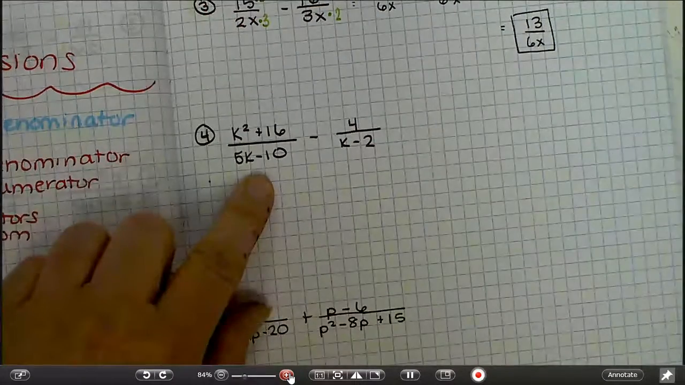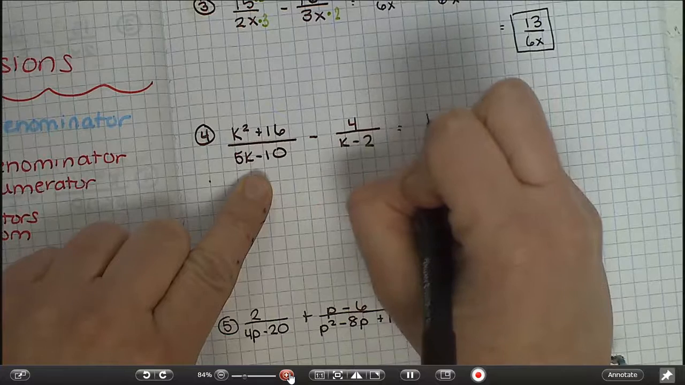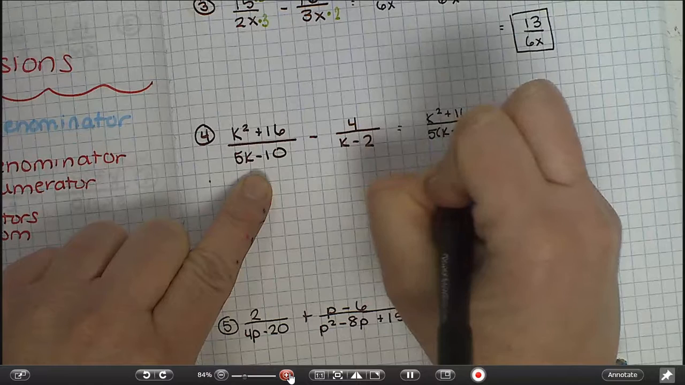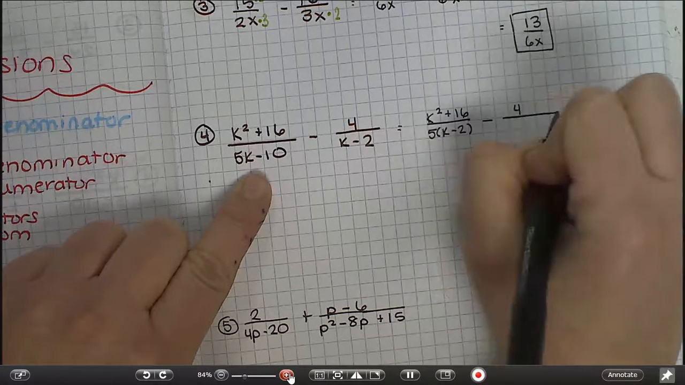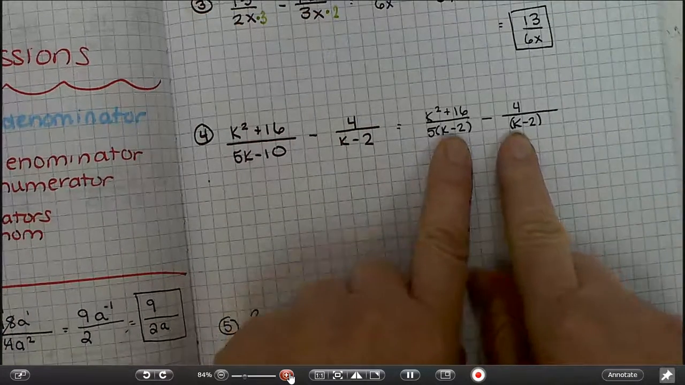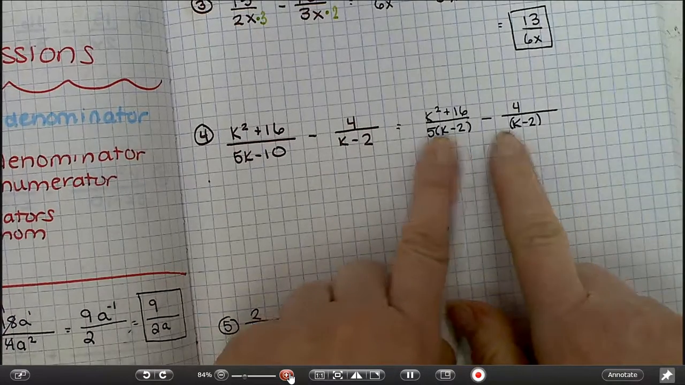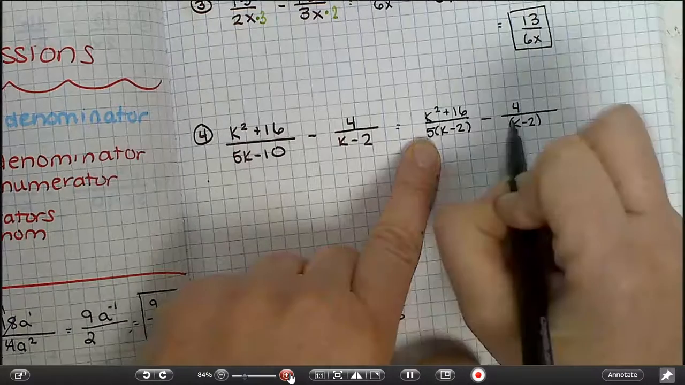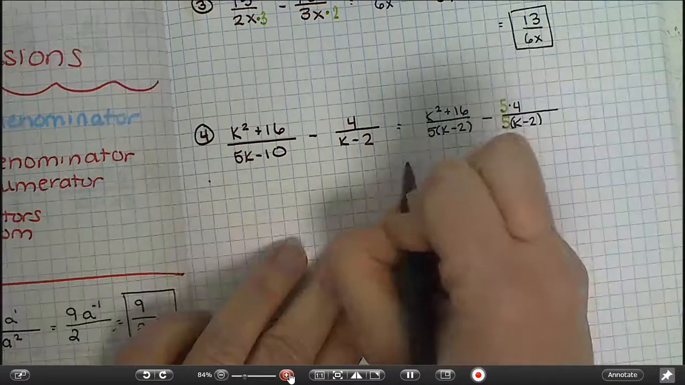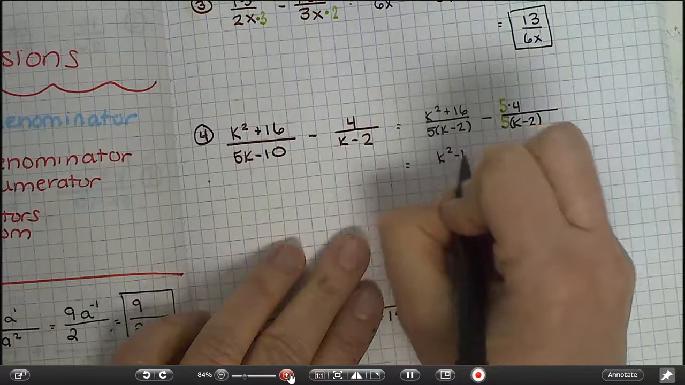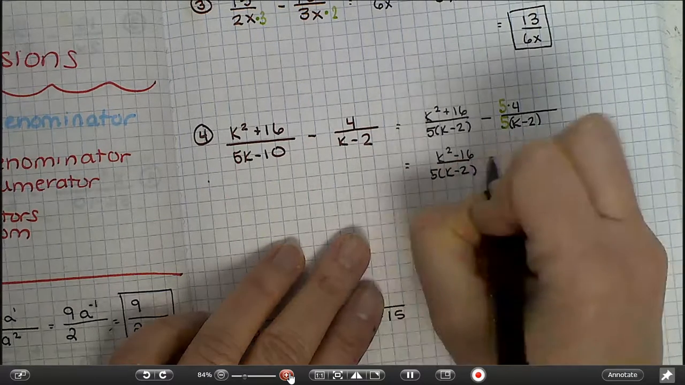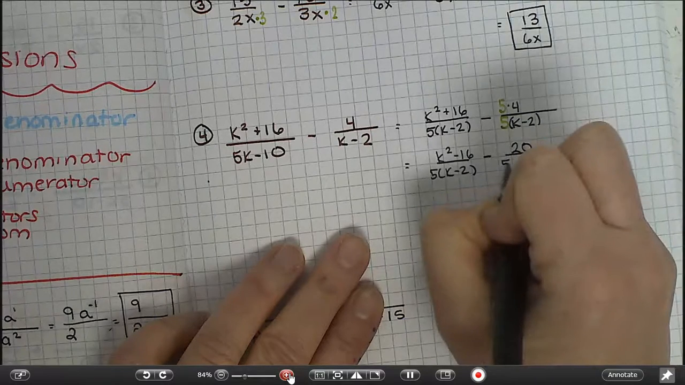All right, here, we're going to factor out the 5, so I'm going to keep my numerator the same. But I'm going to change my denominator to 5 times k minus 2. Because now I can see we have k minus 2's in both, but we need to have the 5 also. So I'm going to put the 5 here, and I also need to do that to the numerator. So k squared minus 16 over 5 times k minus 2 minus 20 over 5 times k minus 2.